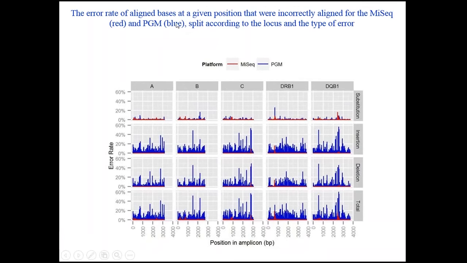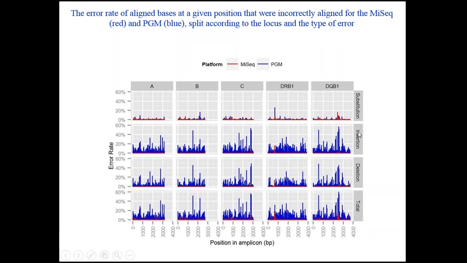On the next slide, we have an error rate of aligned bases, this time not within a single read, but rather after these reads have been placed against the length of the gene. What is the error rate generated when the reads are actually placed in the length of the gene? So you can see the length is from 0 to 3,000, and this is for ABC, DRB1, DQB1, horizontally showing the size of the genes, and vertically the percent errors for the different types, which you see on the right hand side of this graph. That is substitutions, insertions, deletions, and the total.